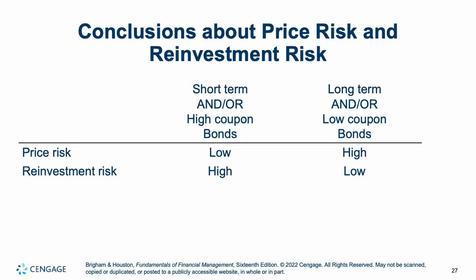What are some conclusions about price risk and reinvestment risk? Short-term or high coupon bonds have pretty low price risk, but they have high reinvestment risk due to the short term. Long-term and or low coupon bonds, high price risk, but generally low reinvestment risk. So it's a trade-off. It is definitely a trade-off. Long-term bonds, you have a lot more price risk, but a lot less reinvestment risk. The short-term ones are the opposite.